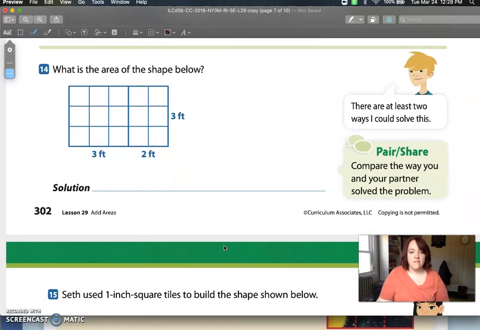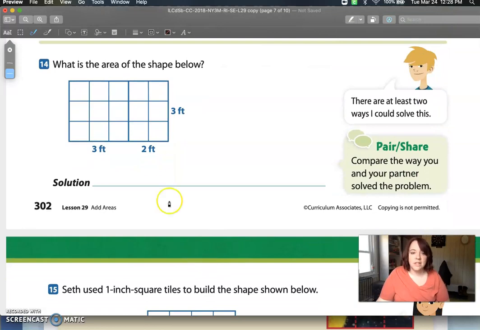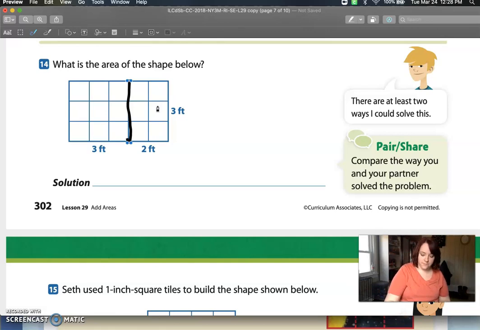What is the area of the shape below? Well, let's look. They kind of divided it up here. That's a really bad line, sorry. But we know that they divided it here. So let's separate this. Why don't we? I'm going to actually draw on my whiteboard so you can see it. Just give me one moment. And Miss Barker's drawing is not the greatest, but we'll work with it.